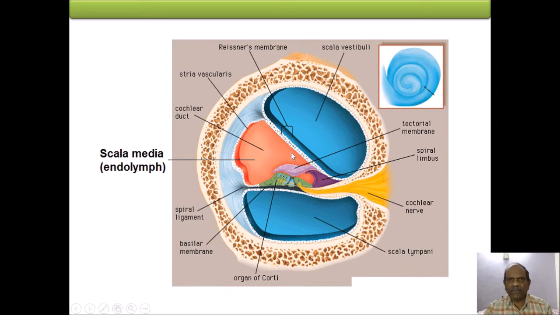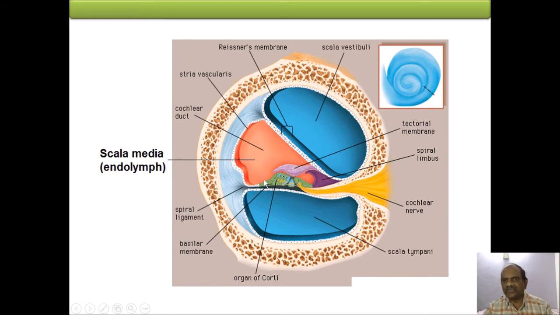And due to this membrane, it is divided into three regions. The upper one is called the scala vestibuli, the middle one is called the scala media, and the lower one is called the scala tympani. Now remember here, the scala media is filled with endolymph, and one important structure on the basilar membrane, you may know it, is what we call the organ of Corti.